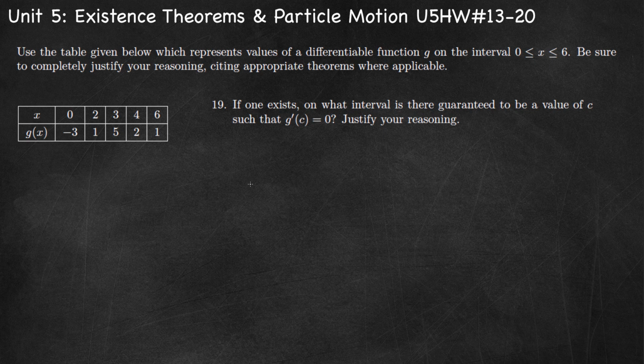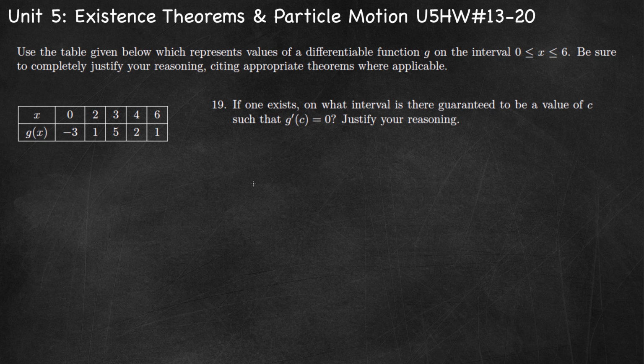Now there are three conditions to check for Rolle's theorem. One, is our function continuous on the open interval? Two, is it differentiable on the closed interval? And three, are the y-coordinates at the endpoints equal to one another? So let's look in our table. We already know that it's differentiable, that was given, which means that it's continuous.